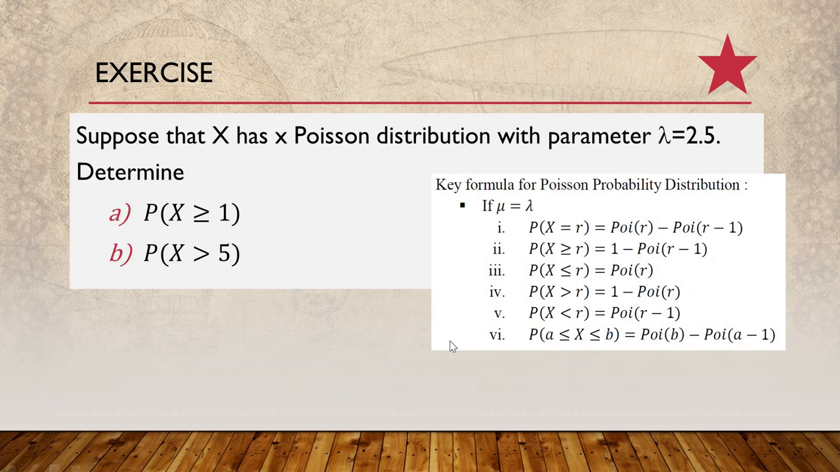Try and do this. If you have problems, please let me know. The question is Poisson distribution, parameter lambda equals 2.5. You want x greater than or equal to 1, so choose from here and then refer to the table. For x greater than 5, also choose from here.